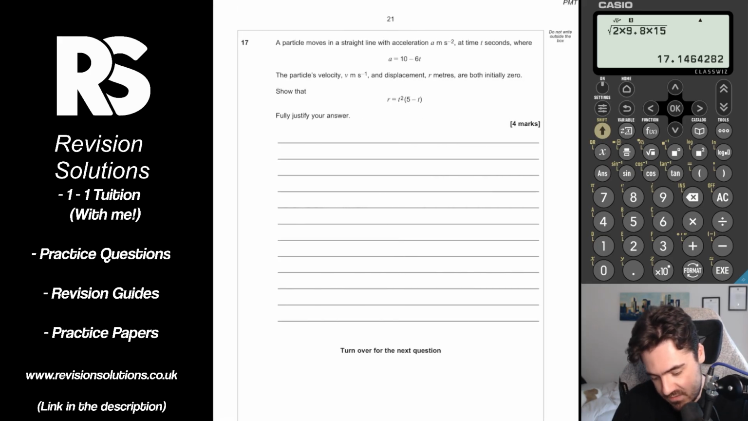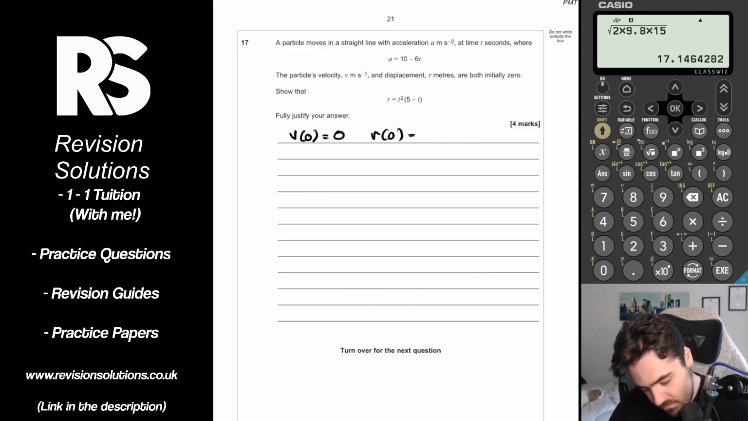Moving on to question 17. It says a particle moves in a straight line with acceleration a at time t seconds. So note that the acceleration depends on time, so it's not constant, meaning we're going to need to use calculus if we want to find other things. We can't use SUVAT. The particle's velocity v and displacement r meters are both initially 0. Cool. So we know that v of 0 equals 0 and r of 0 equals 0.